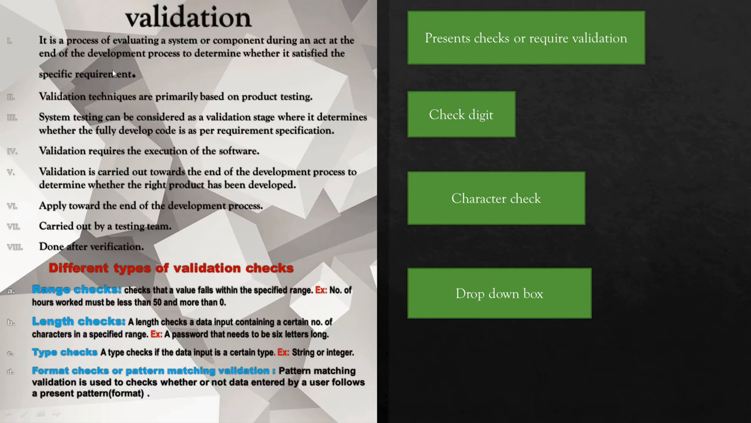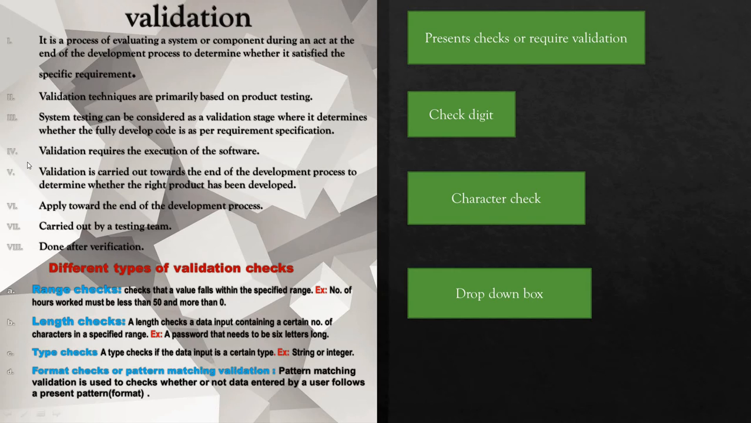Define validation. It is a process of evaluating a system or component during or at the end of the development process to determine whether it satisfies the specified requirements. Second point, validation techniques are primarily based on product testing. Third point, system testing can be considered a validation stage, where it determines whether the fully developed code is as per the requirement specification.